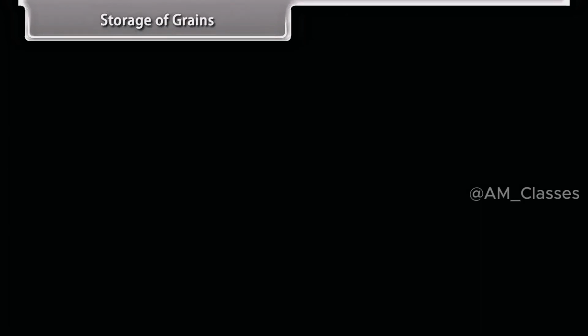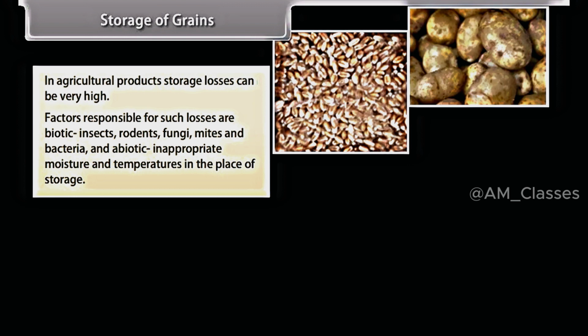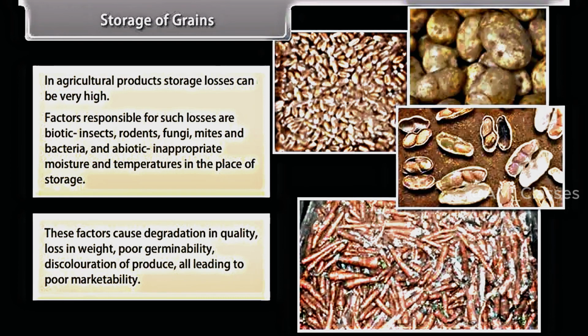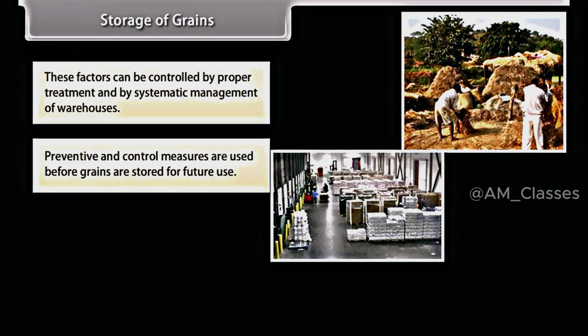Storage of grains. In agriculture products, storage losses can be very high. Factors responsible for such losses are biotic: insects, rodents, fungi, mites and bacteria, and abiotic: inappropriate moisture and temperatures in the place of storage. These factors cause degradation in quality, loss in weight, poor germinability, discoloration of produce, all leading to poor marketability. I should tell you that these factors can be controlled by proper treatment and by systematic management of warehouses. Preventive and control measures are used before grains are stored for future use.